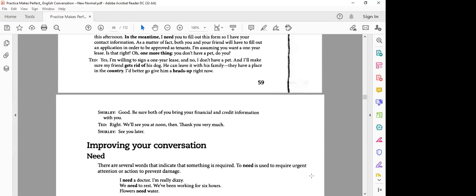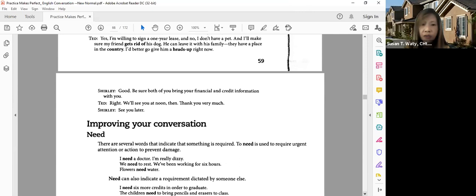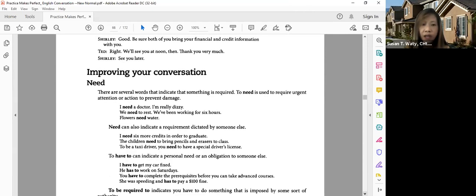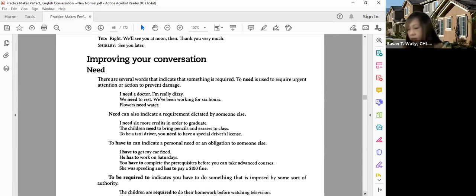All right, guys. So now I'm going to give you a quick explanation about the words in bold. First, need. The word need is used to require urgent attention. This is a verb. You need urgent attention, for example, I need a doctor, I'm really dizzy. Or flowers need water.